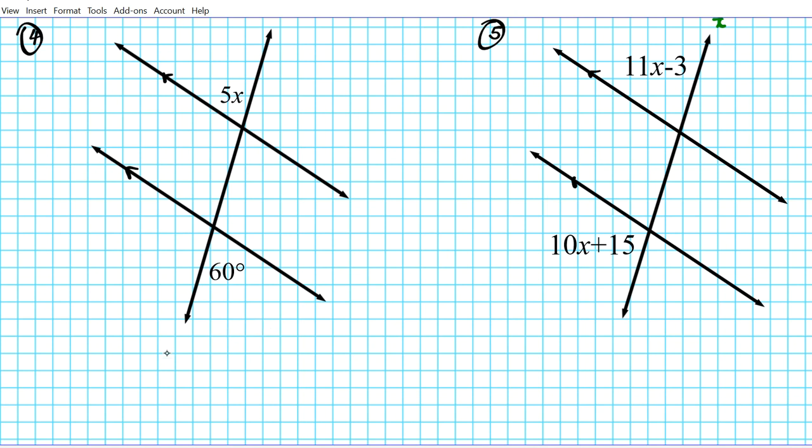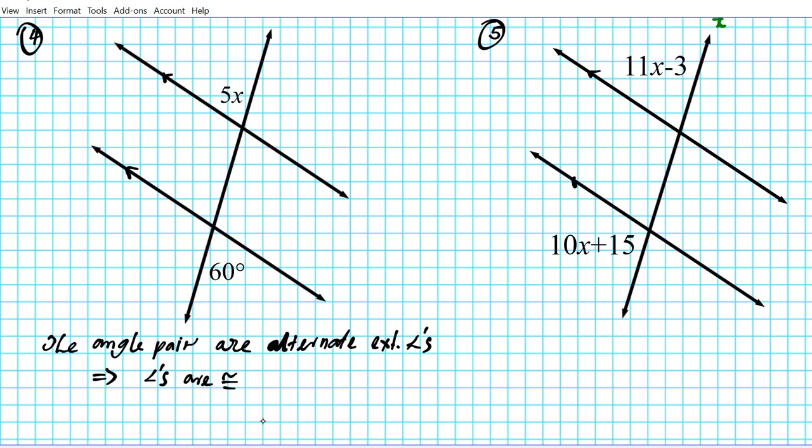So that makes this angle pair alternate exterior angles. So let's go ahead and write this down. The angle pair are alternate exterior angles. Okay, so what does that mean? If you have two parallel lines cut by a transversal, alternate exterior angles are congruent. Okay, so the angles are congruent.